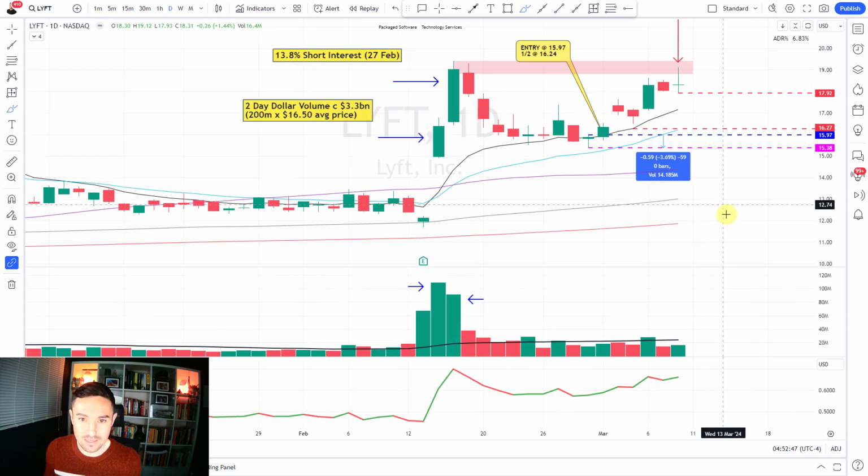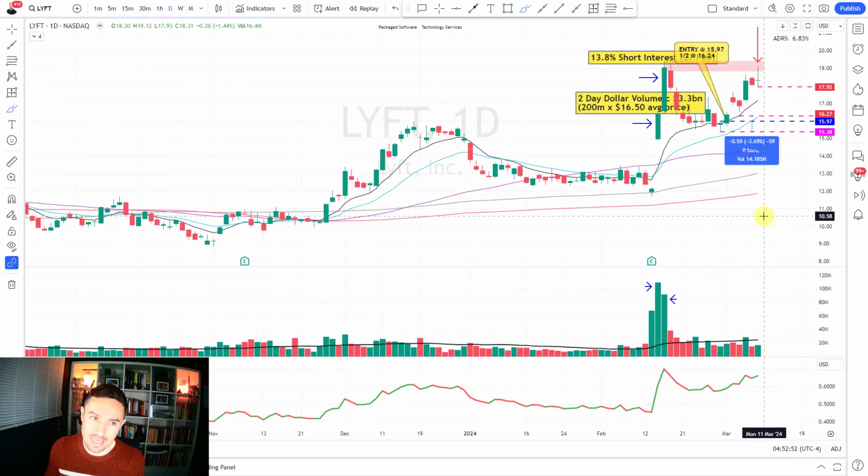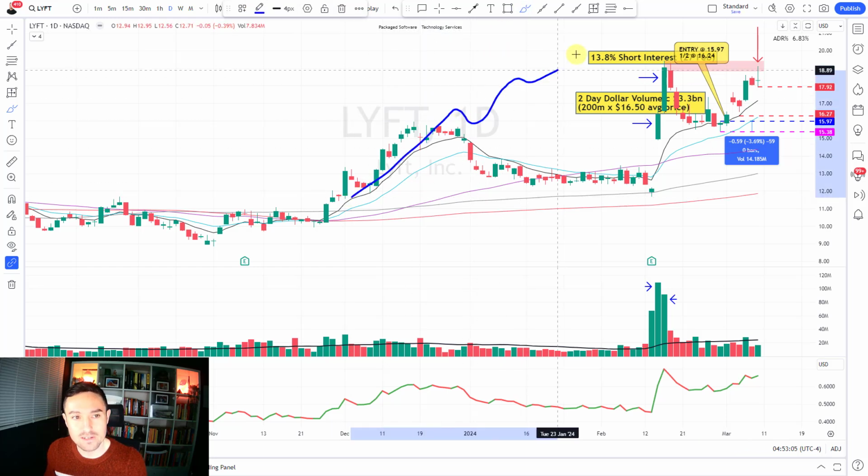So if we go and take a look at Lyft, what I'm doing here is, I'm mindful with Lyft that I may want to be riding the 10 and 21 EMA, maybe keep some back for the 50. But then what I'm going to do is assess the character of the stock. How can I optimize profits for this stock? Is it a really good trending stock? Does it just break out and then just trend higher, higher, higher?